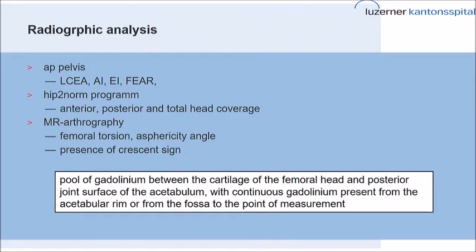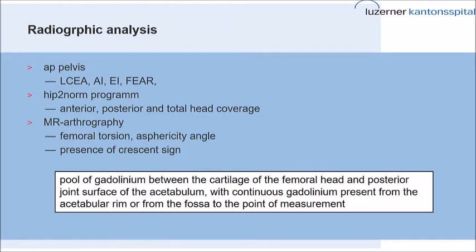We looked at different parameters on the AP pelvic view. We measured the lateral center edge angle, acetabular index, extrusion index, and the FEAR index. We used the HipNorm program from Maurice Tannast to calculate the anterior and posterior coverage. On the MR, we measured the femoral torsion, the asphericity angle, and the presence of the crescent sign.